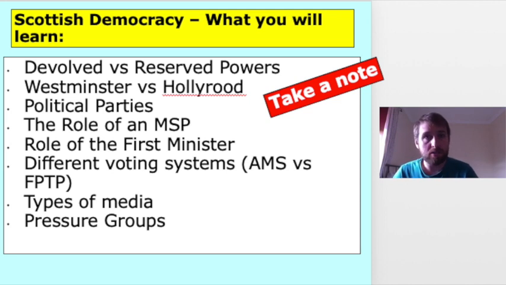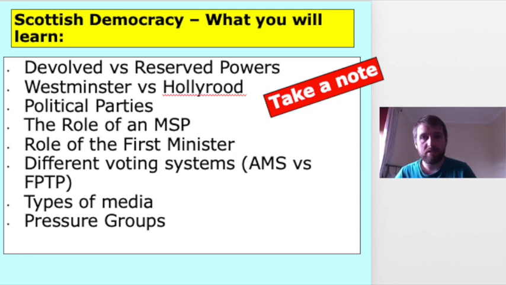Also, we're going to discuss political parties, and the way that they go about going through elections and getting elected and representing the people and their beliefs. The role of an MSP, what do they do? What does a member of Scottish Parliament do once they're in? What's their day-to-day job look like? How do you get in touch with them? Things like that. The role of the First Minister, things like question time and things that she does.